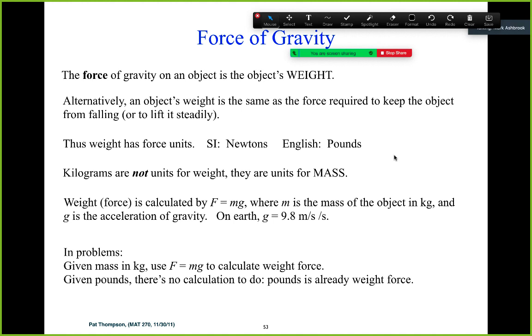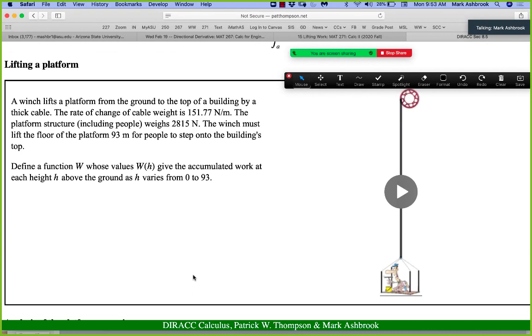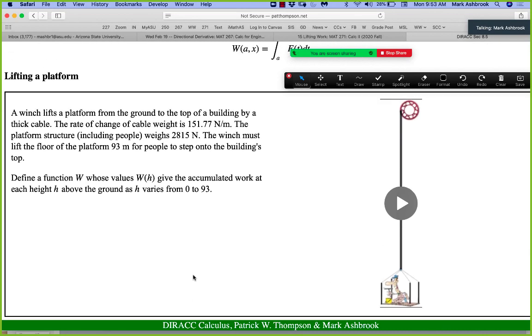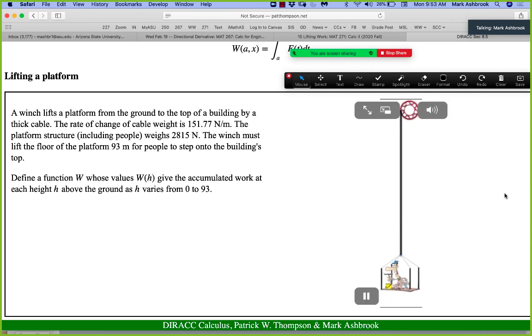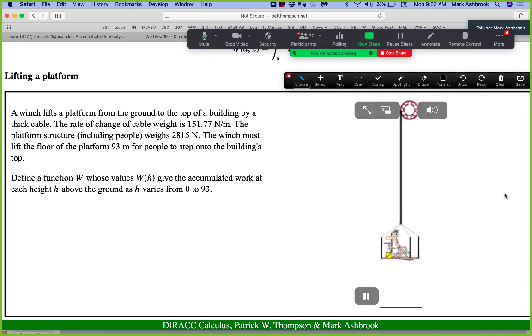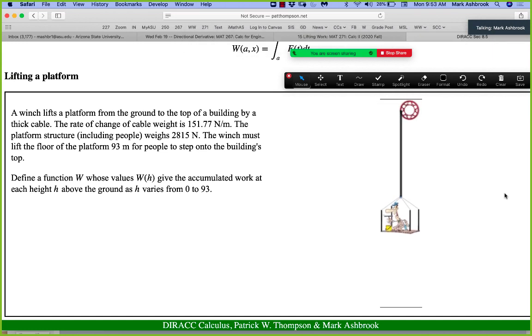Okay, so let's do an example. There it is. Okay, we're going to do this example. It says a winch lifts a platform from the ground to the top of a building by a thick cable. All right, so the rate of change of the cable weight is 151.77 newtons per meter.